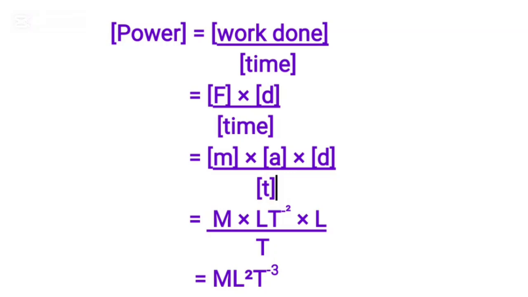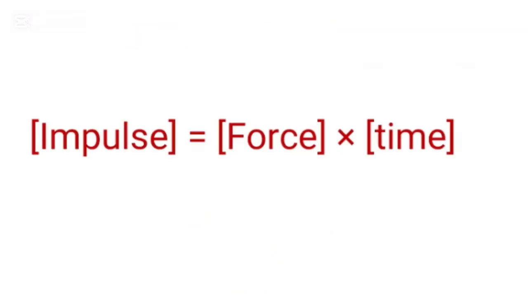Capital letter T will move up and become T raised to power minus 1. And we have T raised to power minus 2. So T raised to power minus 1 and T raised to power minus 2 together will give us T raised to power minus 3. And we have L and another L there. By the time we put them together, we have L squared. And power will now give us the dimension of M L raised to power 2 T raised to power minus 3.